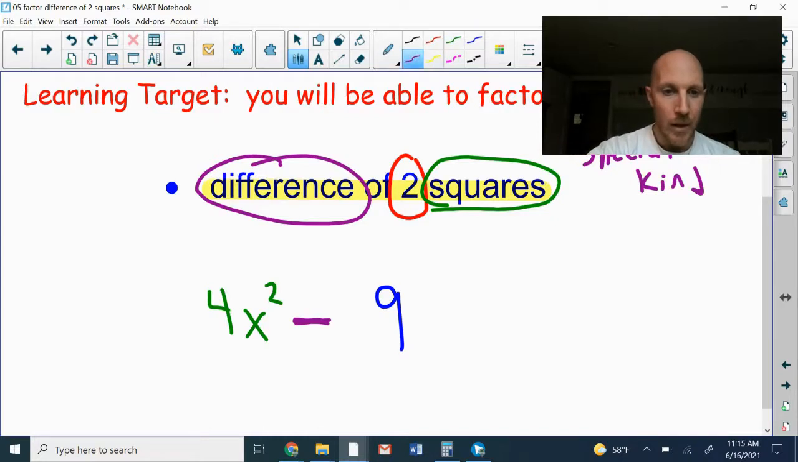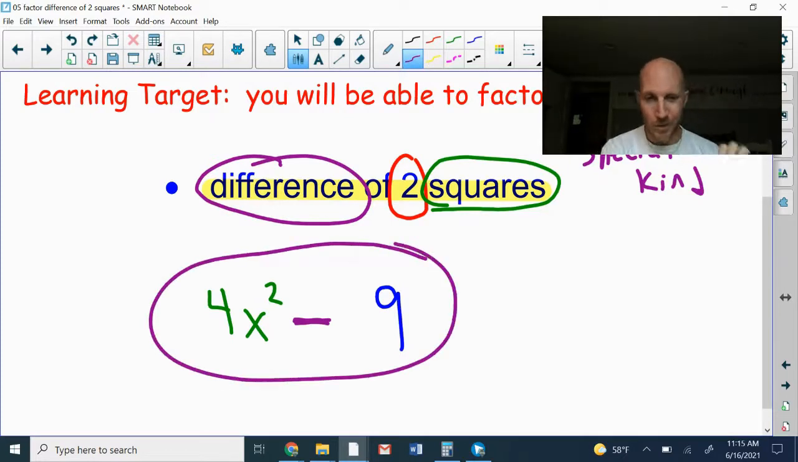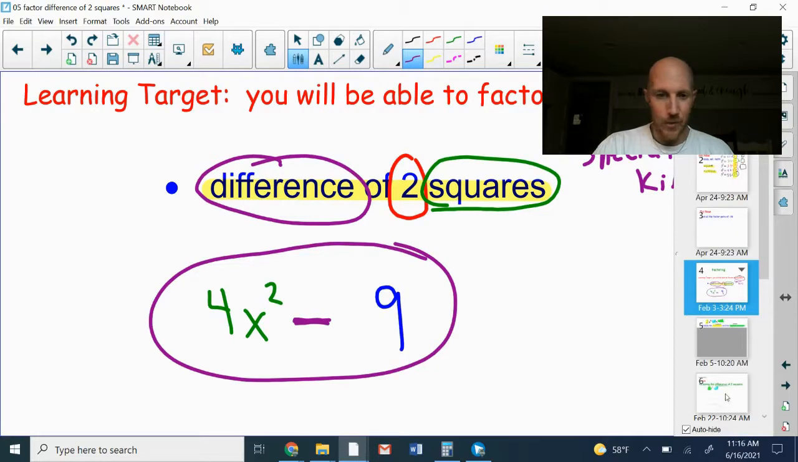So I've got two terms. Both terms are perfect squares, both the coefficient part, the variable part for the green one, and also the blue constant. Everything is a perfect square. It's subtraction. There are two terms. Difference of two squares. All right, so let's see how this factors.